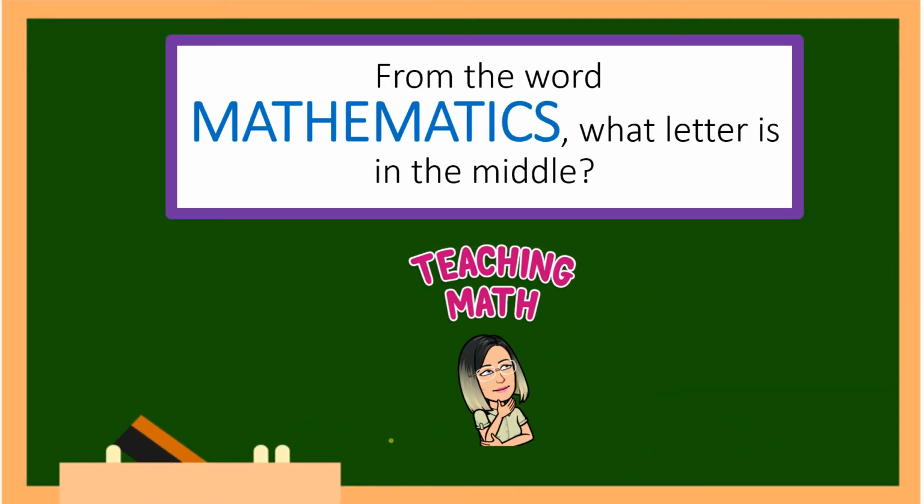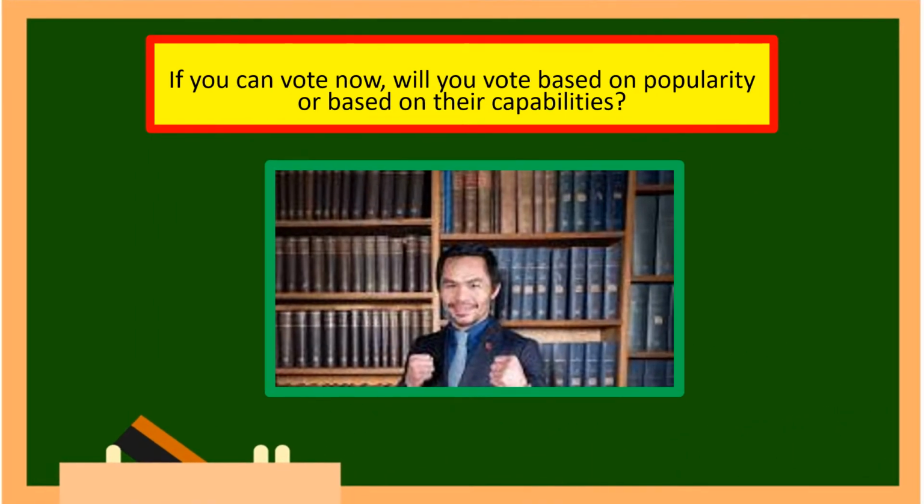From the word mathematics, what letter is in the middle? I know that you can answer the problem. What is the letter? The letter is letter M. If you can vote now, will you vote based on popularity or based on their capabilities? I know that you will be choosing the right answer.